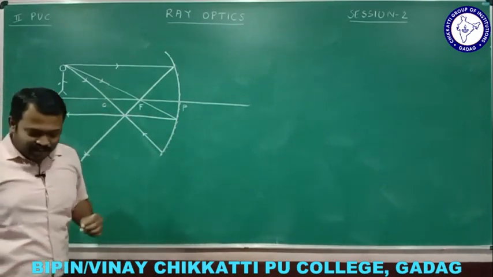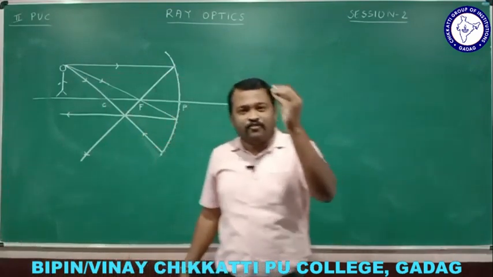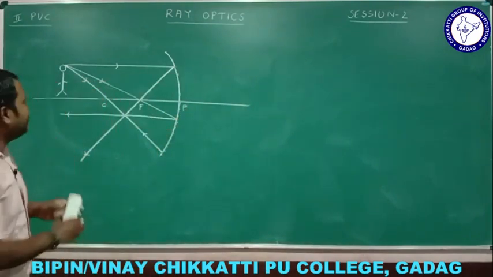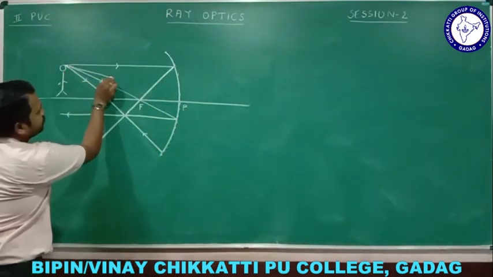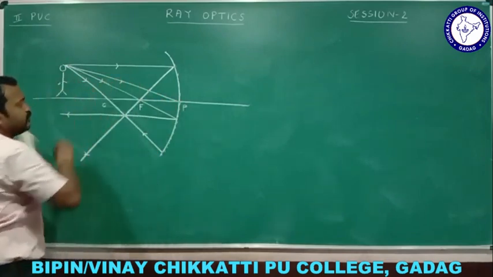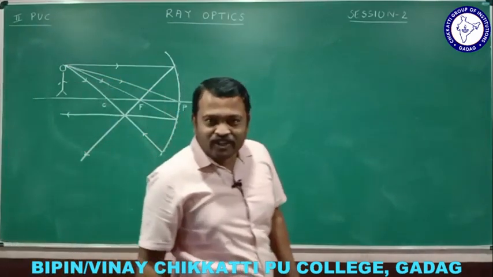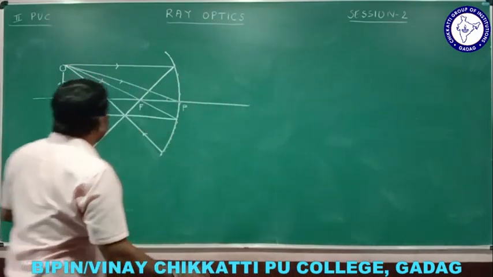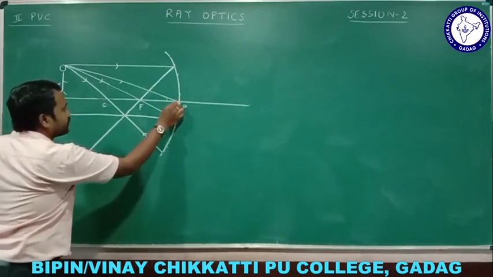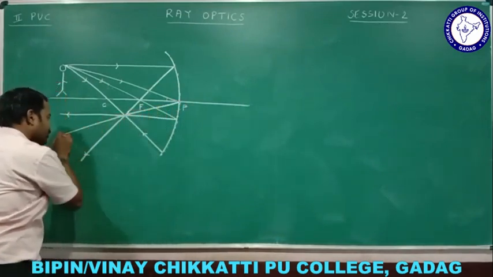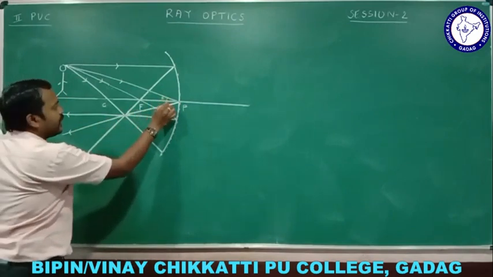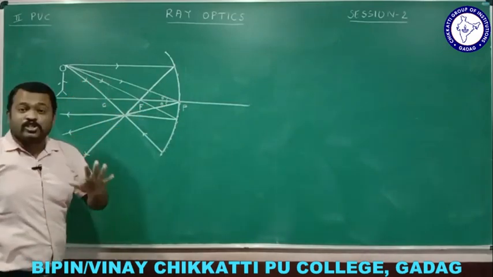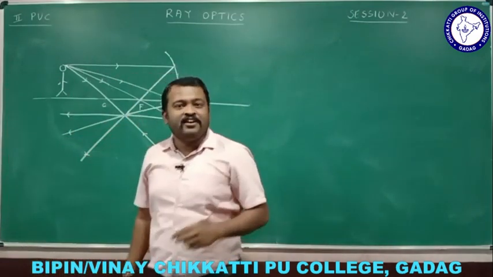Okay, let me go with another one. What happens if the incident ray falls at the pole of the mirror? Where is the pole of the mirror? This is the pole of the mirror. If the incident ray falls at the pole, according to the rule, the reflected ray follows the law of reflection. If this angle is theta, then the angle of reflection must also be theta. Okay, this is the rule. If the incident ray falls at the pole of the mirror, then the reflected ray follows the law of reflection.